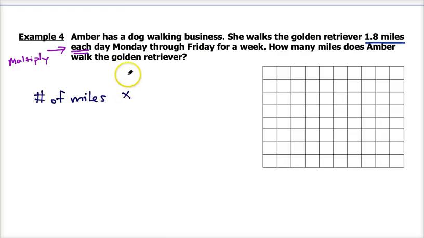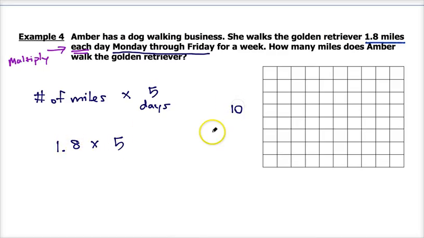So how many days did she walk the dog? Well, it says for a week, but it also says Monday through Friday for a week. So that would be a total of 5 days. Okay, 5 days she walked the dog. So we're going to take 1.8 times 5. So if we use our estimation skills, 1.8 is close to 2. 2 times 5 is 10. So our answer should be close to 10. It's probably going to be a little bit lower since 1.8 is lower than 2.